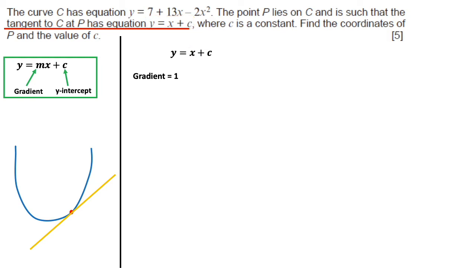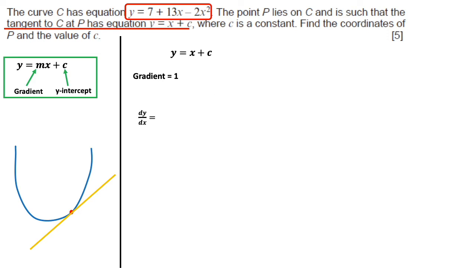Therefore we can see that the gradient must be 1, as 1 is the coefficient of x. We also need to remember that to work out the gradient of the tangent, we can differentiate the curve. That would generate a formula for the gradient of the curve at any point. We're given the equation of the curve, y equals 7 plus 13x minus 2x squared.